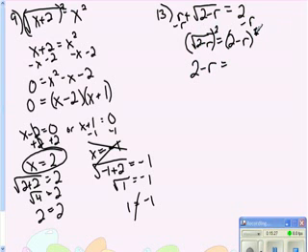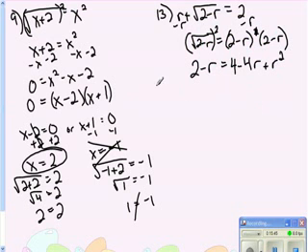Over here, if you know the shortcut, you can use it. Otherwise, just write it out again and do FOIL. So first would give me 4. Outside is negative 2r. Inside is negative 2r. So that's negative 4r. Last, negative r times negative r is positive r squared.